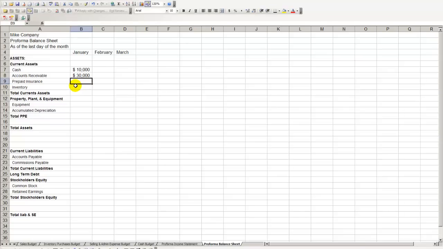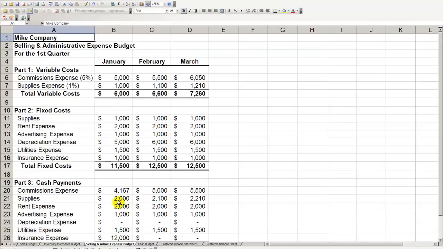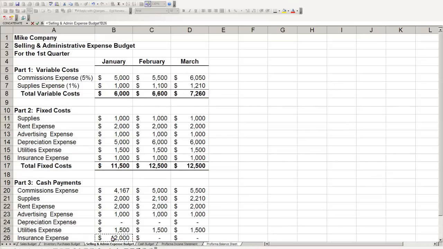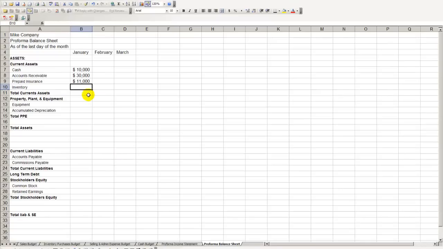Prepaid insurance at the end of January. We know from your selling and administrative expense budget, and we'll go there, that you paid $12,000 for an insurance policy. You expensed $1,000 of it. So the remaining balance that remains an asset to us is equal to that $12,000 cash payment minus the amount that we expensed in the current year, or the current month.